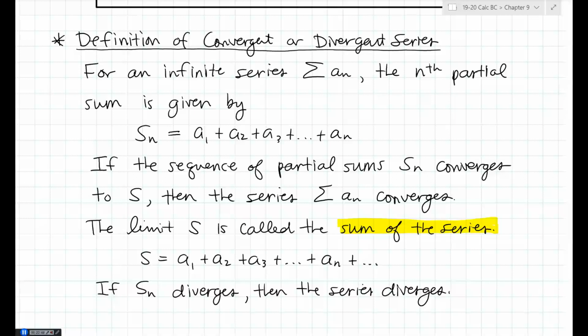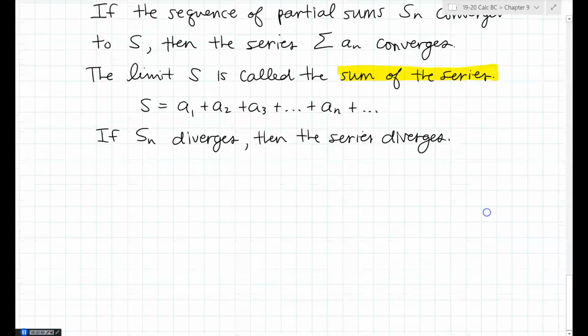Okay, now I'm going to define a telescoping series for you guys as well. That's another definition for us to write down.